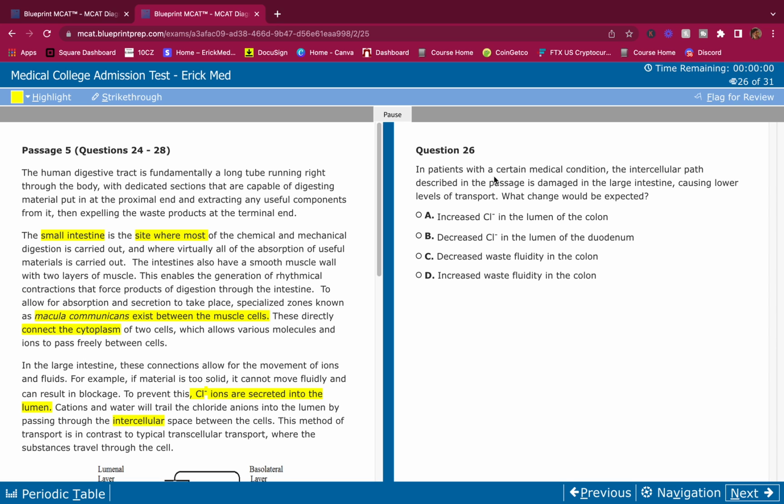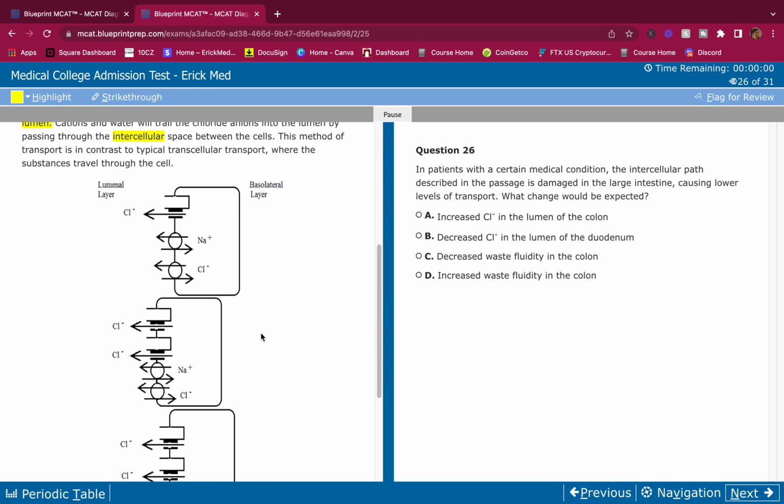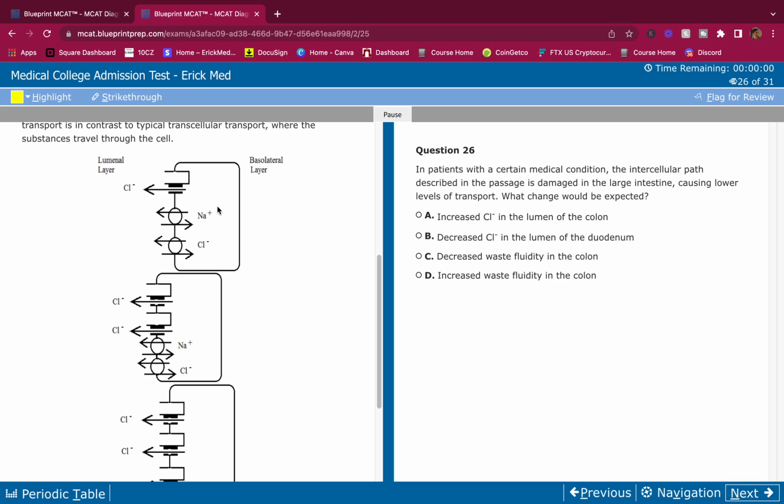All right. In patients with a certain medical condition, the intercellular path describing the passage is damaged in the large intestine, causing lower levels of transport. What change would be expected? All right. In this transport, we were told that it transports chlorine out to the luminal layer, and then water follows it. Okay, so this is damaged. We're not going to have chlorine in the lumen. Okay, and we're not going to have water in the lumen. All right.